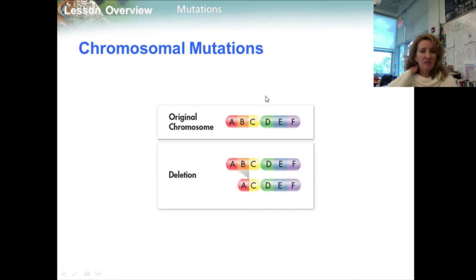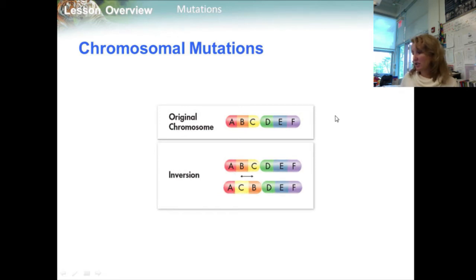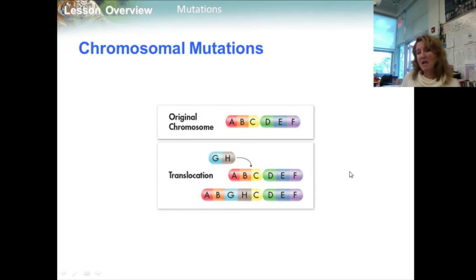Deletion. Deletion involves the loss of all or a part of a chromosome, as you can see from the example here. Duplication produces an extra copy of all or part of a chromosome. Inversion, ABC, ACB. Inversion reverses direction of parts of a chromosome. And translocation occurs when the part of one chromosome breaks off and attaches to another.